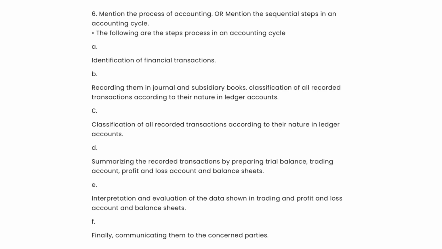C. Classification of all recorded transactions according to their nature and ledger accounts. D. Summarizing the recorded transactions by preparing trial balance, trading account, profit and loss account and balance sheets. E. Interpretation and evaluation of the data shown in trading and profit and loss account and balance sheet. Finally, communicating them to the concerned parties.